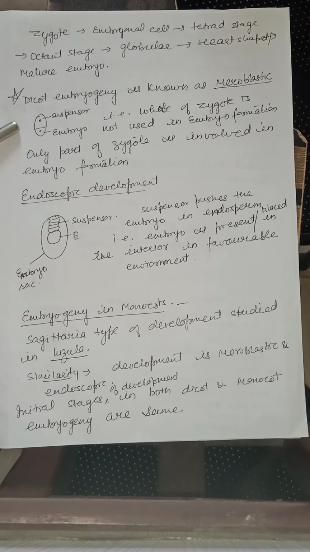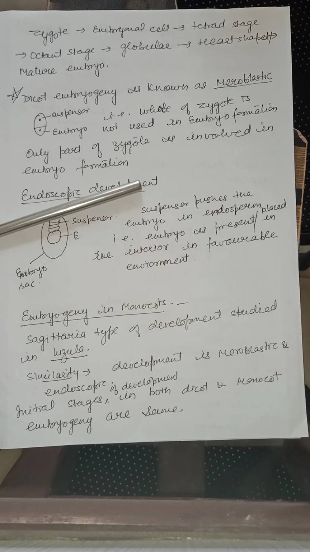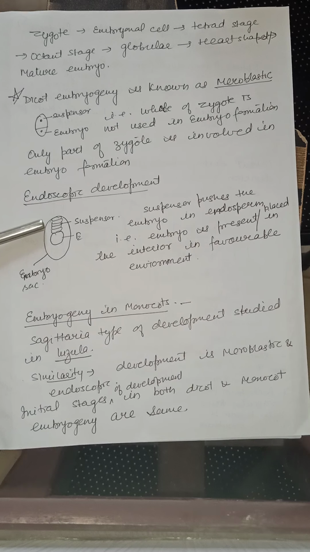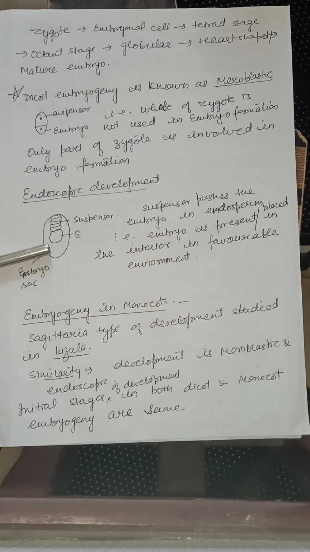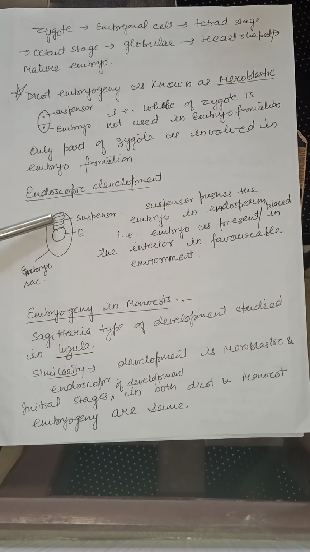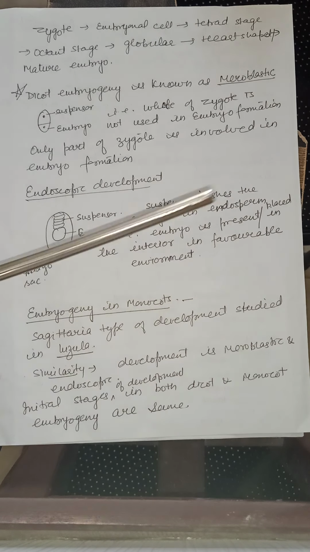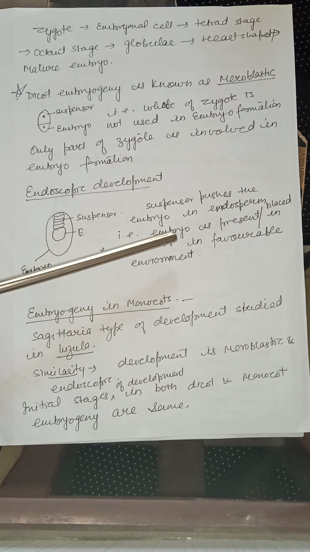This dicot embryogeny is also known as endoscopic development. It is known as endoscopic development because the suspensor pushes the embryo inside the endosperm. This whole formation of suspensor and embryo is taking place in the embryo sac, that is, in the interior, in a favorable environment. Therefore, it is known as endoscopic development. The suspensor pushes the embryo into the endosperm, that is, the embryo is present in the interior in a favorable environment. Therefore, it is known as endoscopic development.